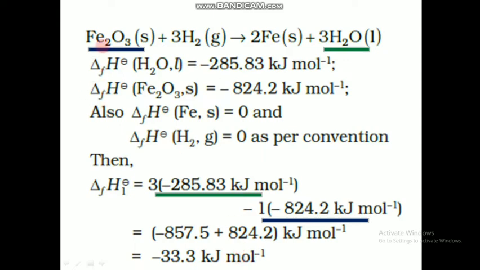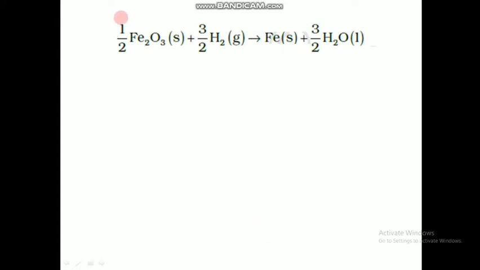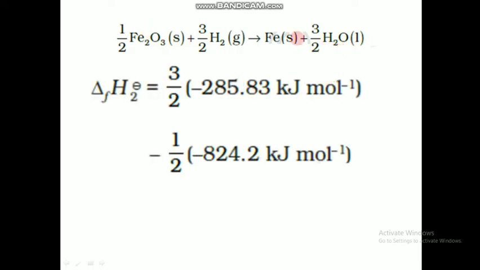And we are altering this reaction, we are changing this reaction to another form, where we divide each of them by 2. So we take half mole of Fe2O3, and 3 by 2 moles of H2 gives Fe plus 3 by 2 H2O. Here 2 moles was there, so 2 by 2 became 1, and all of them we made half. And now we are going to again check the delta enthalpy of formation of this.